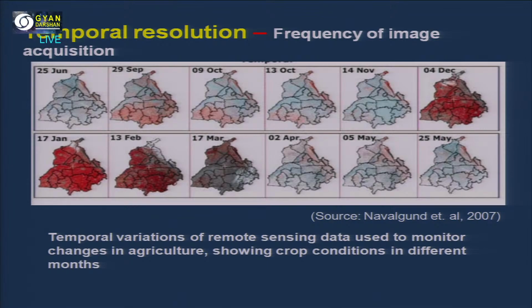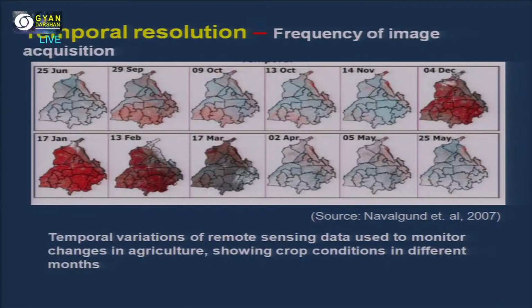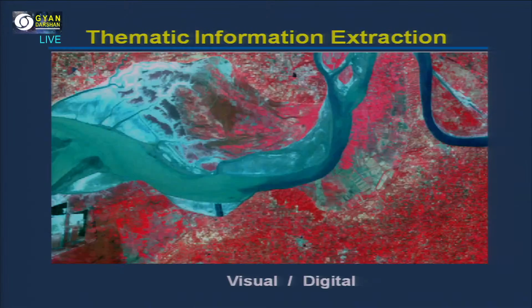For example, to monitor agricultural activity, an image interval of 10 days may be required, whereas an interval of 1 year would be used to monitor urban growth. So to revisit any area, this temporal resolution is used. Likewise, this is in brief about the resolutions.